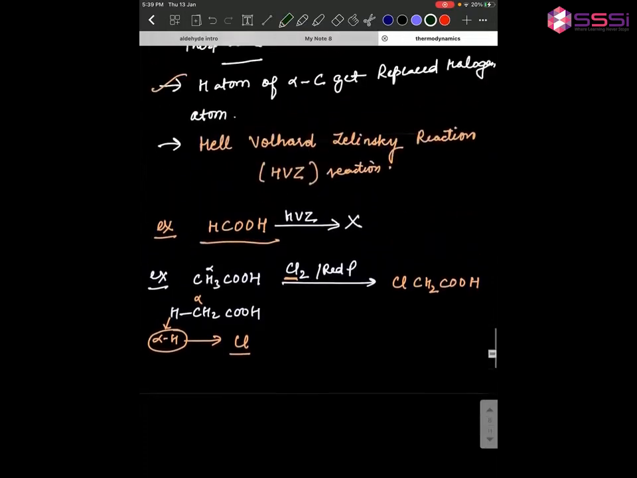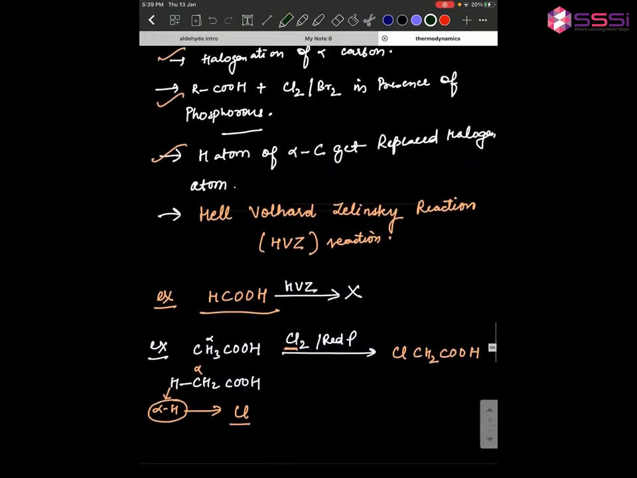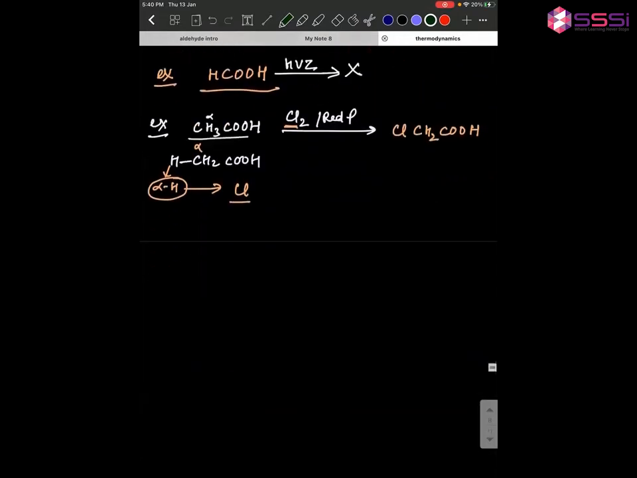Yeah. In this reaction, I have told you that the hydrogen atom of the alpha carbon gets replaced by the halogen atom. So I am taking the example of ethanoic acid. Here the alpha hydrogen is this, and the alpha carbon is this. Now this alpha hydrogen will be replaced by the halogen group. Okay, so I am getting this product, and the name of this product is chloroacetic acid. Is it clear how the product is formed?